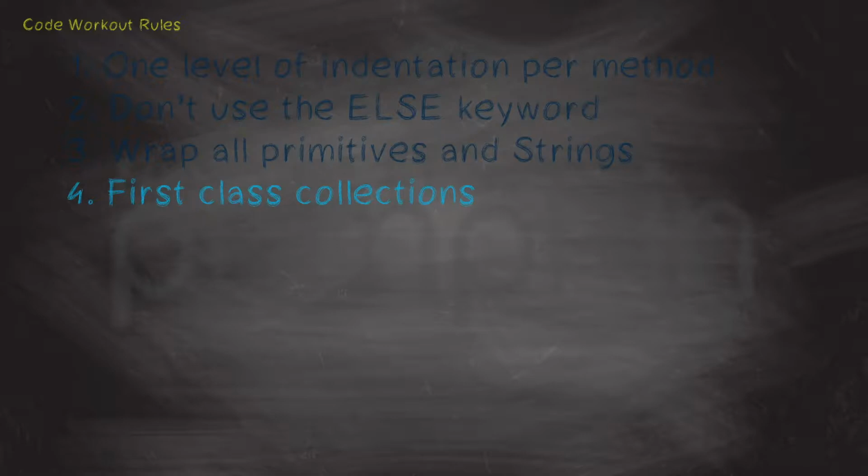Rule number 4. First class collections. Any class that contains a collection should contain no other member variables. Each collection gets wrapped in its own class, so now behaviours related to the collection have a home. Now most of this is really covered in C# by LINQ, so the LINQ queries for select and so on that are extensions of the IEnumerable interface, and this goes well with my C# functional style of programming.